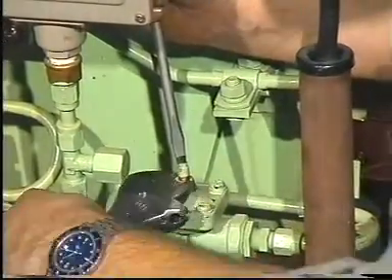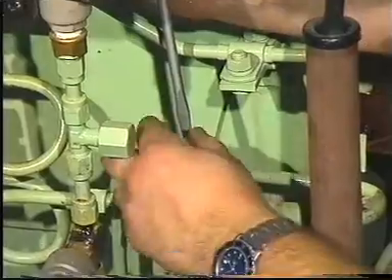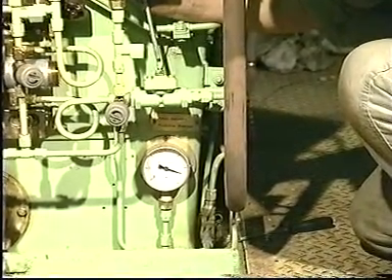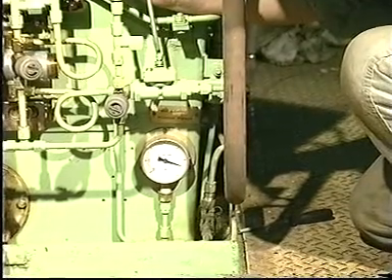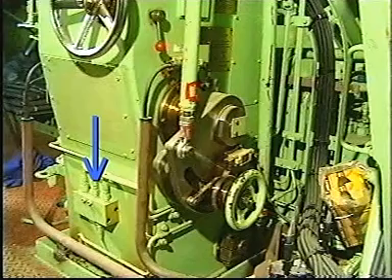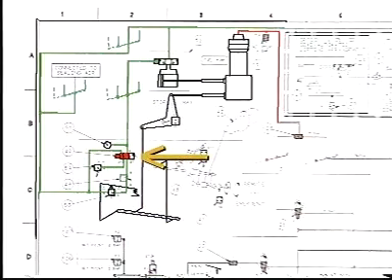Loosen the lock nut and screw the spindle counterclockwise as far as it will go. Make sure that the pressurized air reaches the VIT actuator. It may be necessary to switch the changeover valve manually.